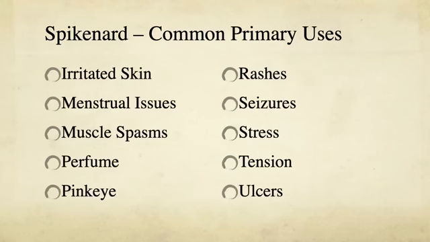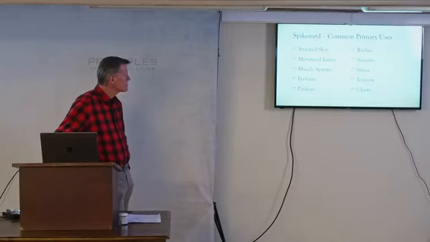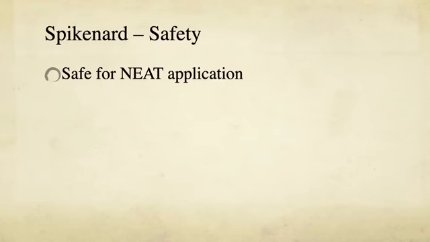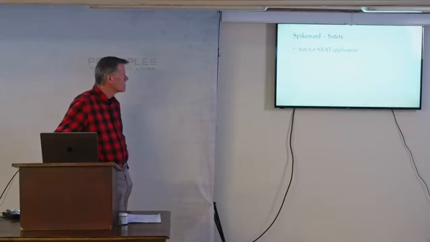Irritated skin, menstrual issues, muscle spasms. It can be used as a perfume. Pink eye. I'm not sure how they use it on the pink eye. It's just documented in research that it can be used for that. I doubt you pour it in the eye. Rashes, seizures, stress, tension, ulcers. Safe for neat application. So that means you can use a carrier oil if you want to, but it's very safe.